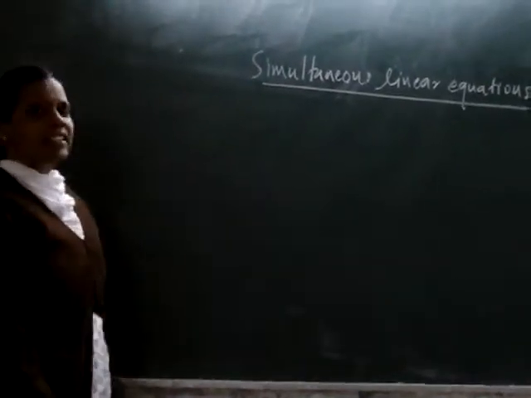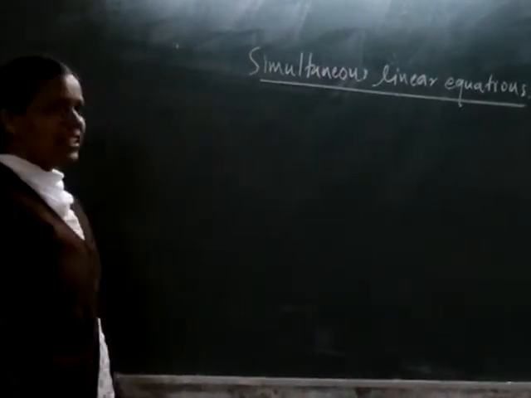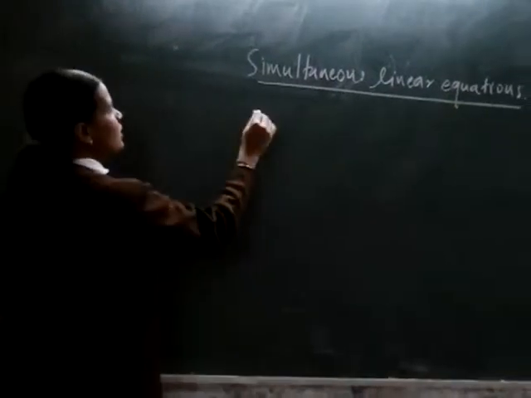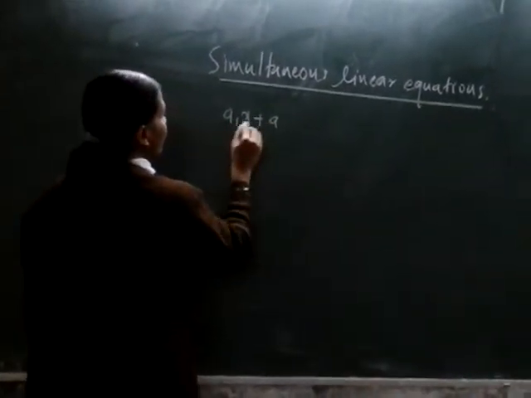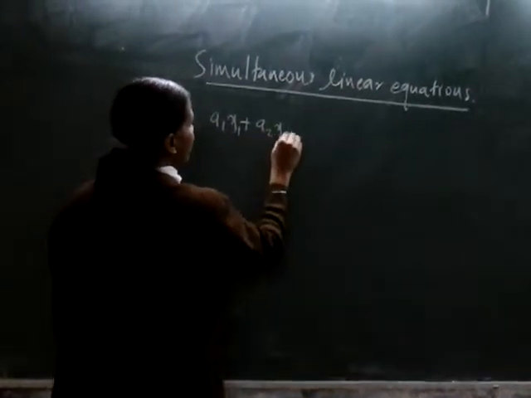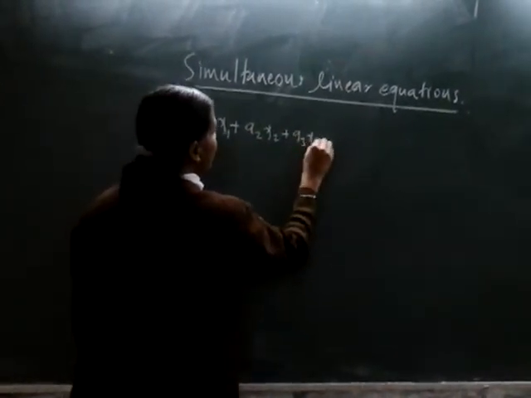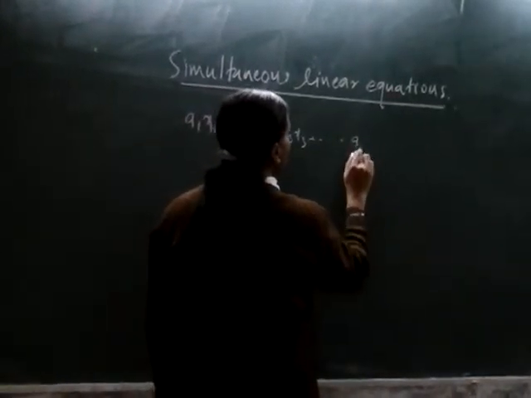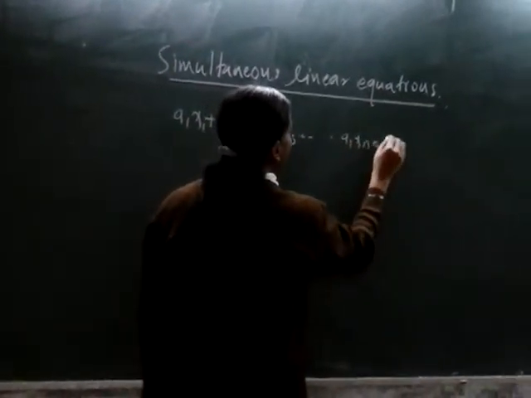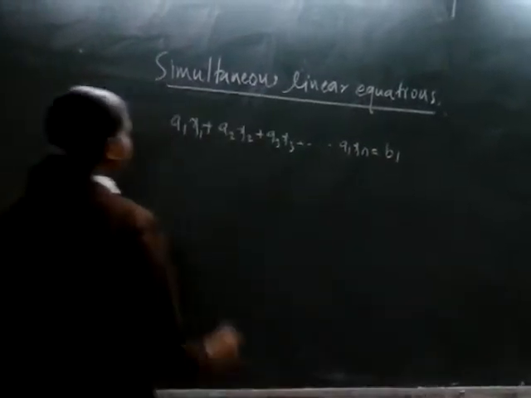Now let us consider a system of n equations in n unknowns: a1x1 plus a2x2 plus a3x3 and so on, up to anxn is equal to b1.